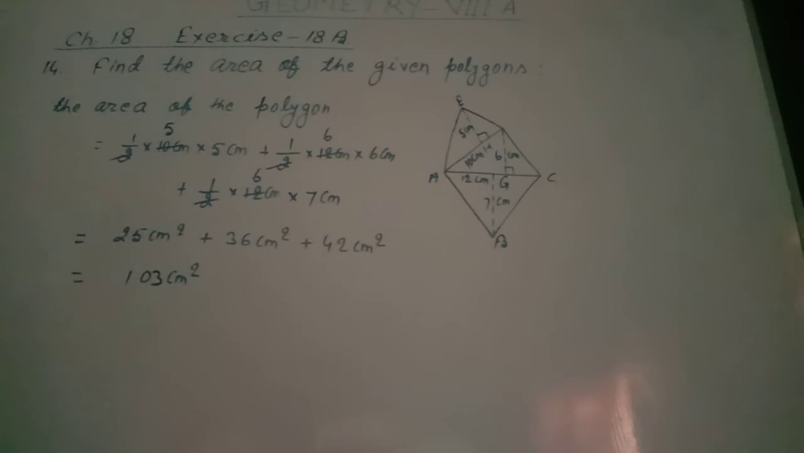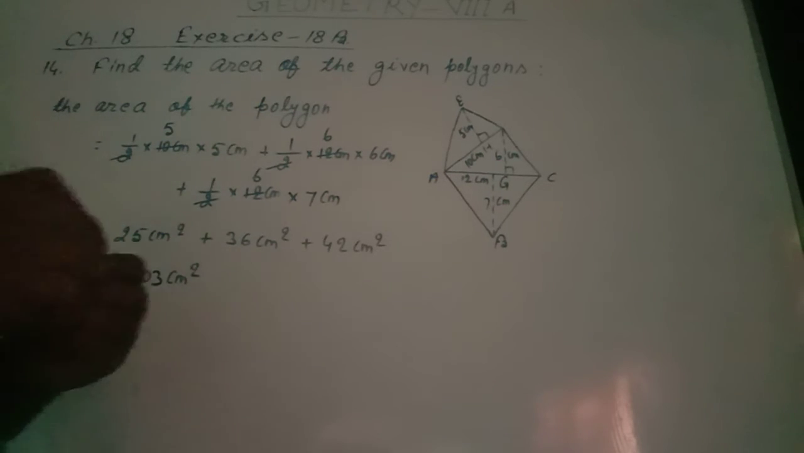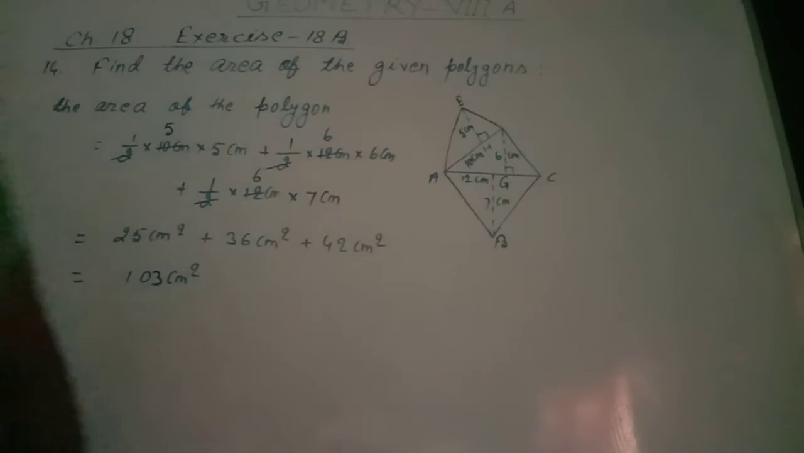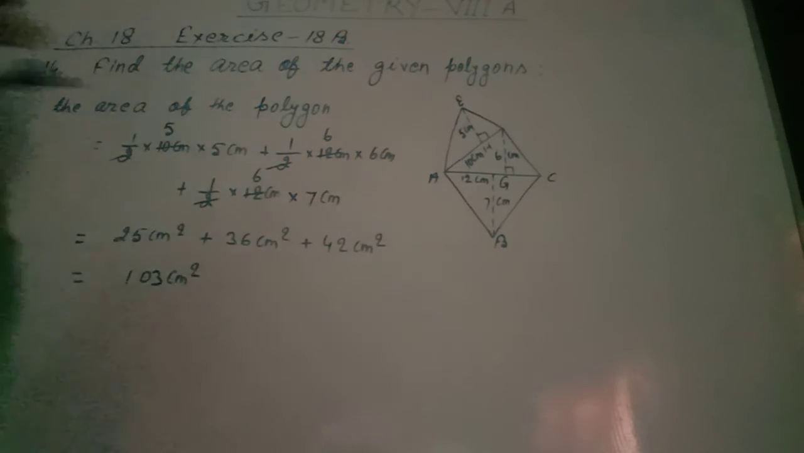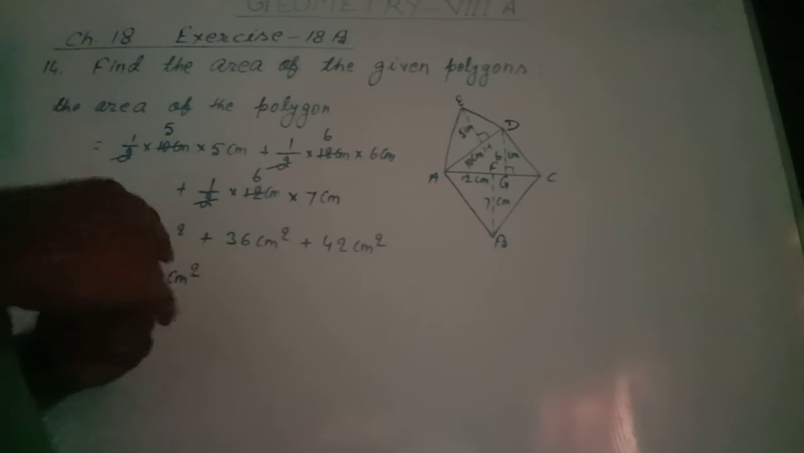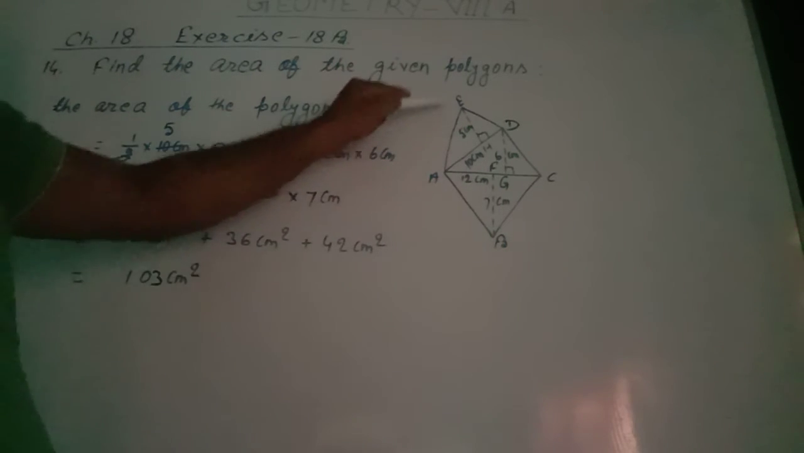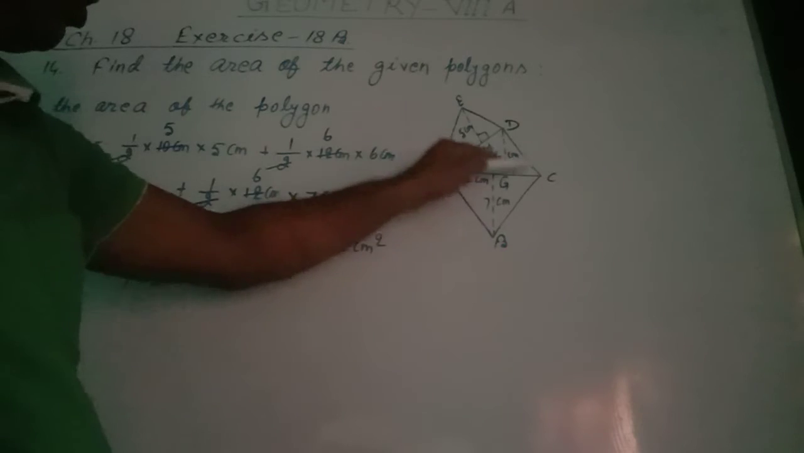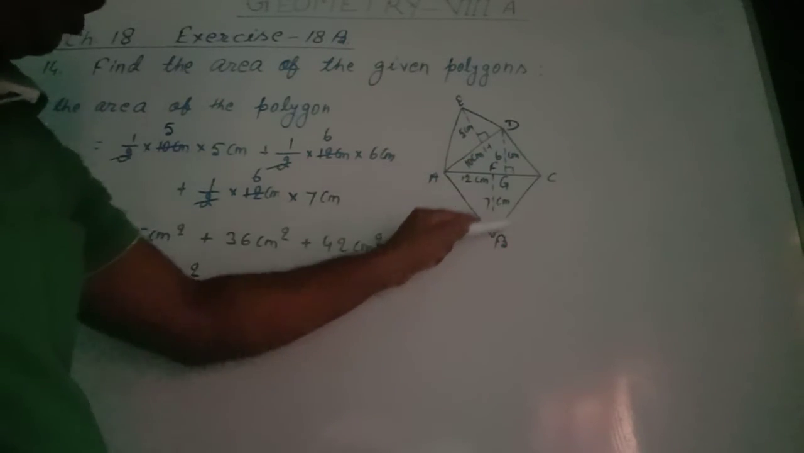Question number 14. Find the area of the given polygons. Three questions are there. First figure is this, and we are asked to find out the area of this polygon. Here one letter is left, that is D. This is D and this is F. So you are seeing in the figure there are three triangles, triangle AED, triangle ADC and triangle ABC.